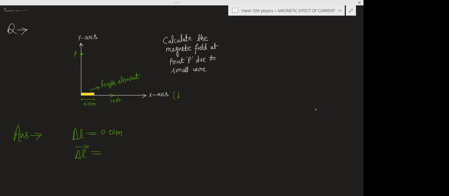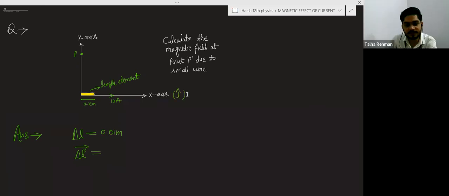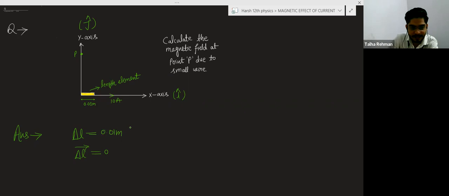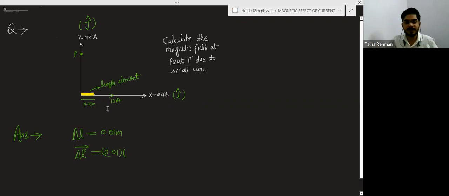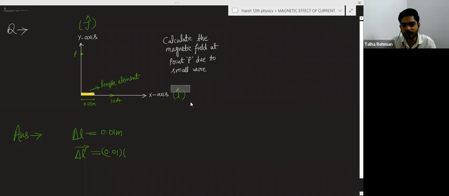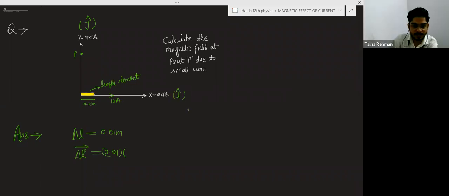Here in this direction the unit vector will be i cap, and in this direction the unit vector will be j cap. If we want to find the vector, we should have the magnitude as well as the direction. So first we write the magnitude, 0.01, then multiply it with the unit vector. The direction of the current is along the x-axis, so we take i cap.